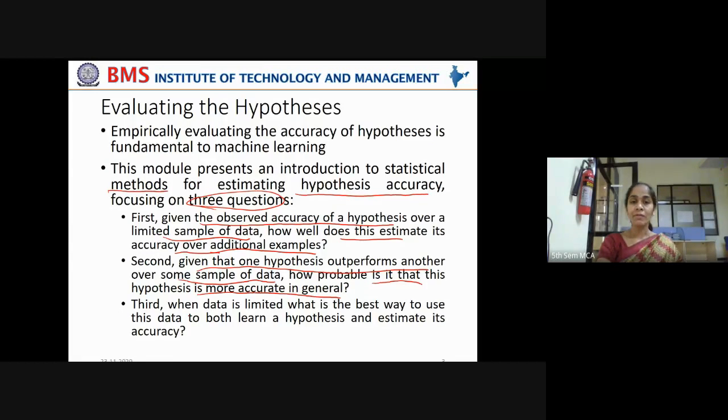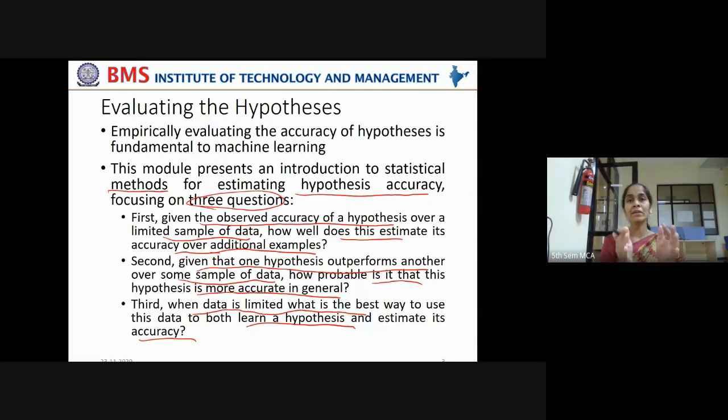Again, there is an issue to understand. And third one, when data is limited, meaning you don't have so much data. Sometimes a data set contains lakhs of data points, and sometimes a data set contains 20 or 30 data points, where it is very critical to gather the training data. So when data is limited, what is the best way to use this data to both learn a hypothesis and estimate its accuracy? What is the best way?